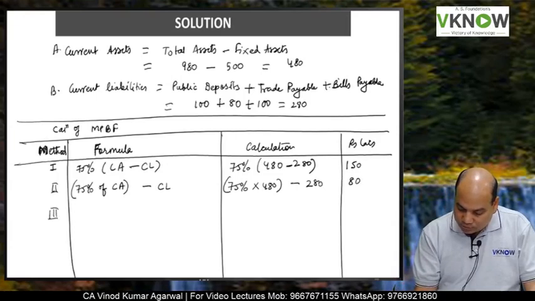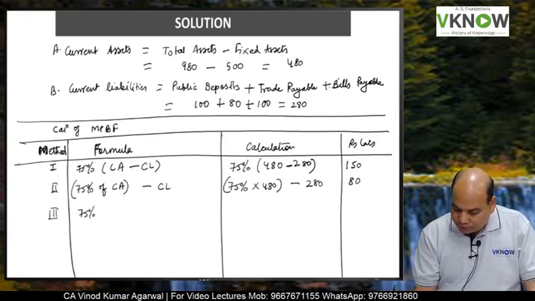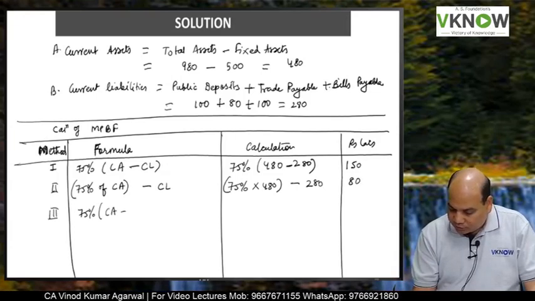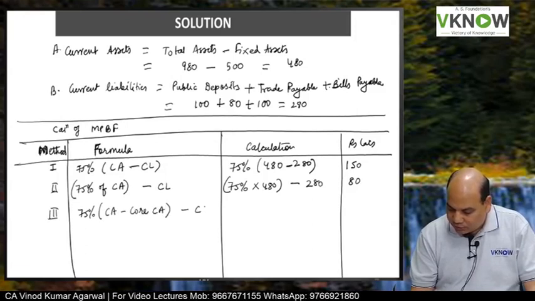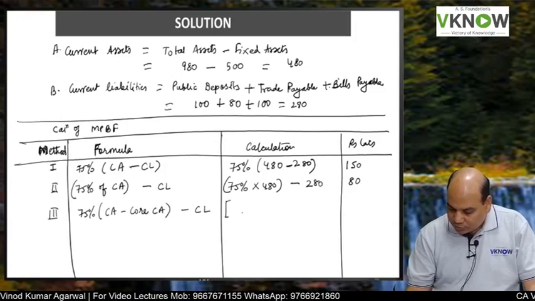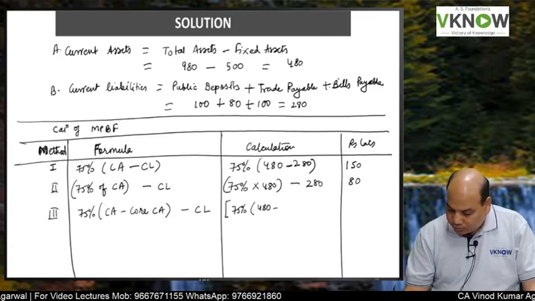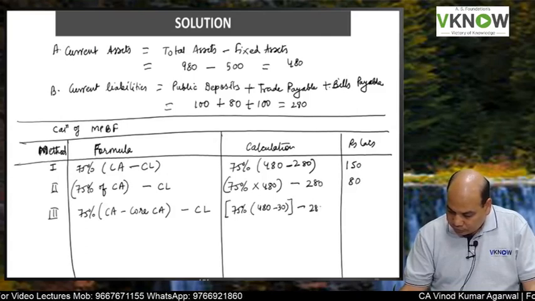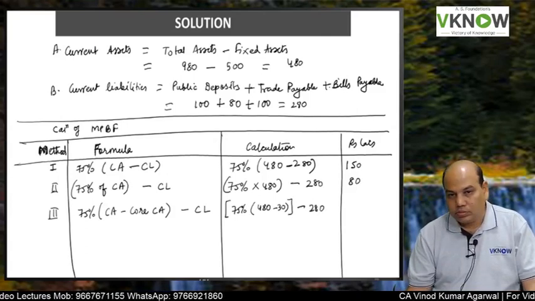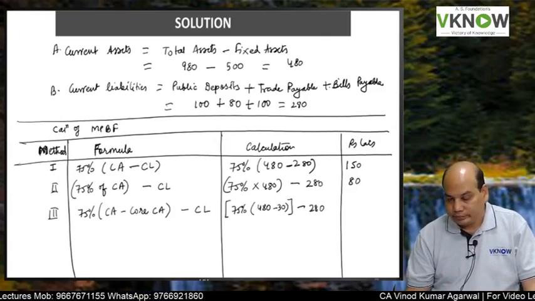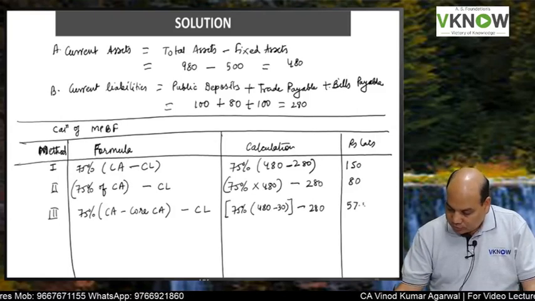And method 3: 75% in bracket current asset minus core current asset, and minus current liability. So we will have 75% of 480 minus 30. Is it 57.5 lakh?